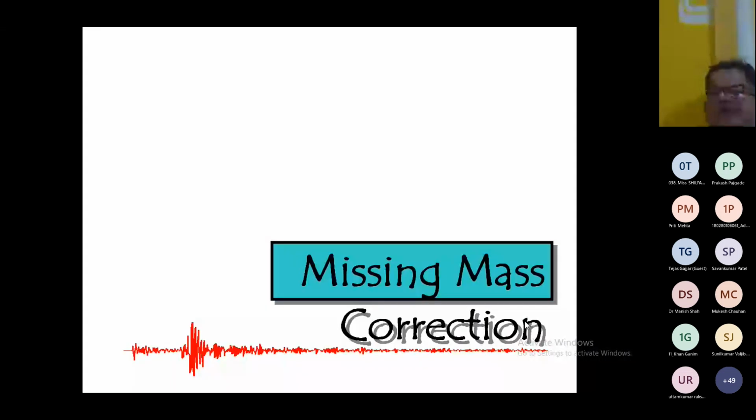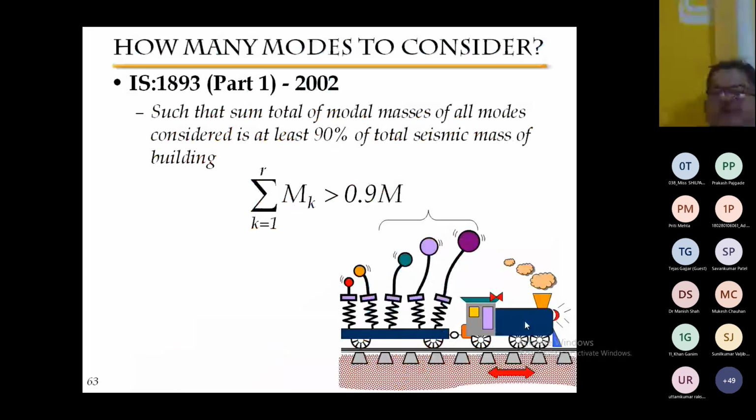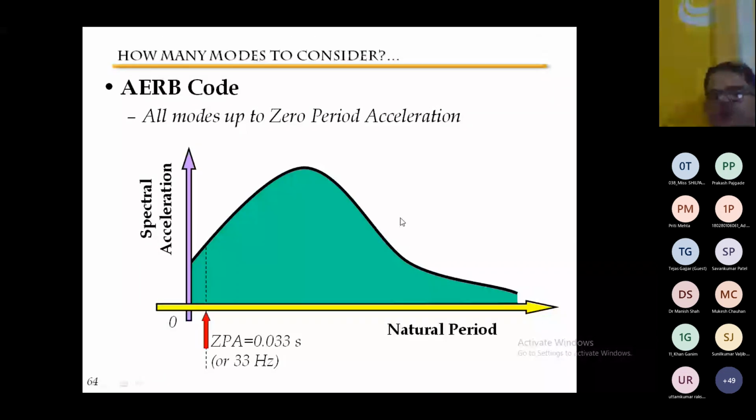The missing mass correction: we are saying that at least 90% mass should participate. So the total mass participation is more than 90%.